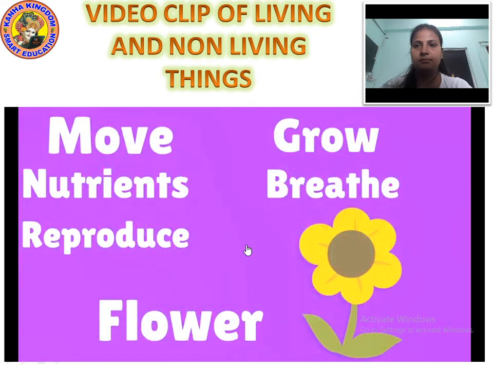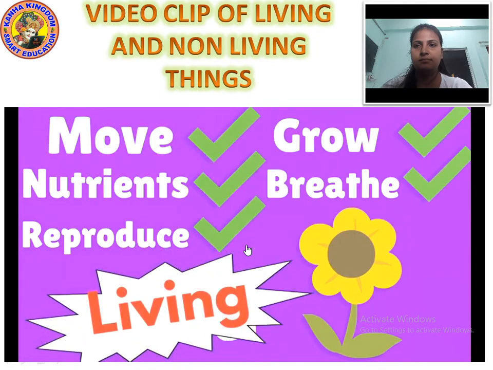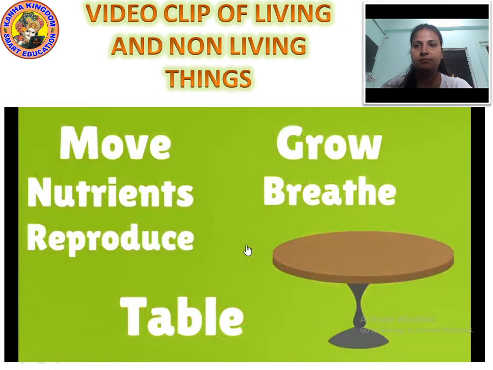Let's try some more examples together. How about a flower? Does a flower move? Yes. Does a flower grow? Yes. Does a flower need nutrients? Yes. Does a flower breathe or need oxygen? Yes. Does a flower reproduce? Yes. So is a flower living or non-living? That's right. It's living.